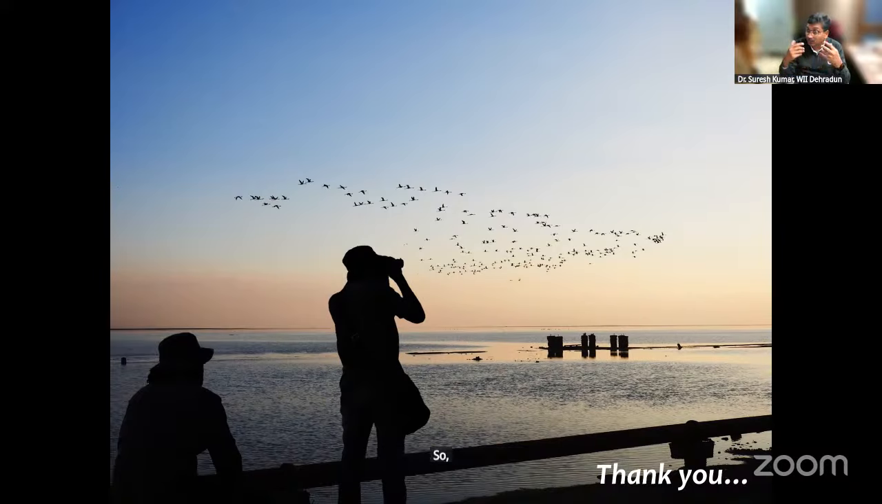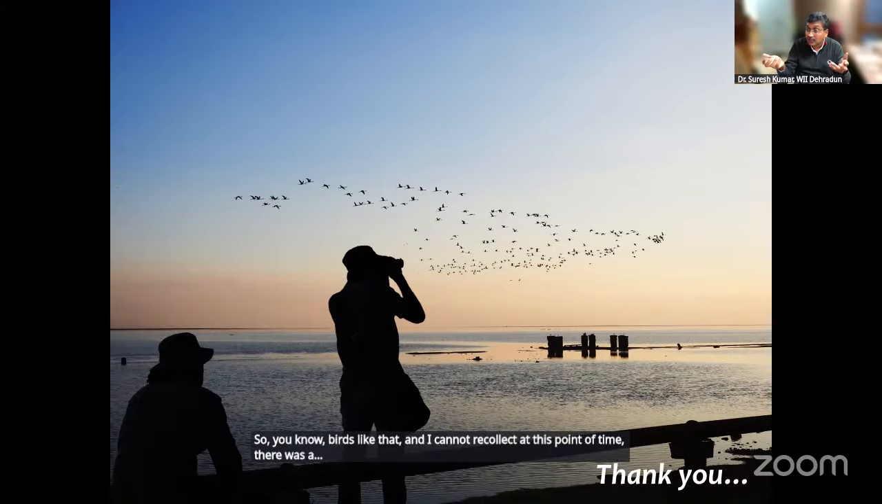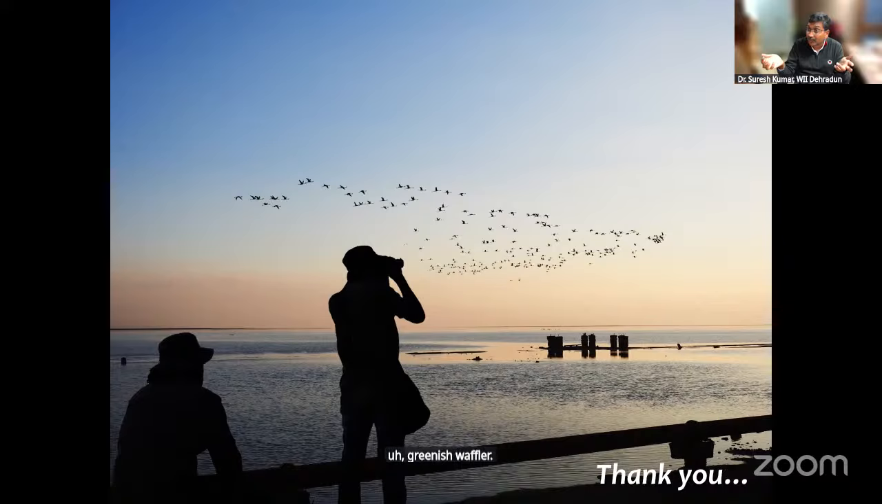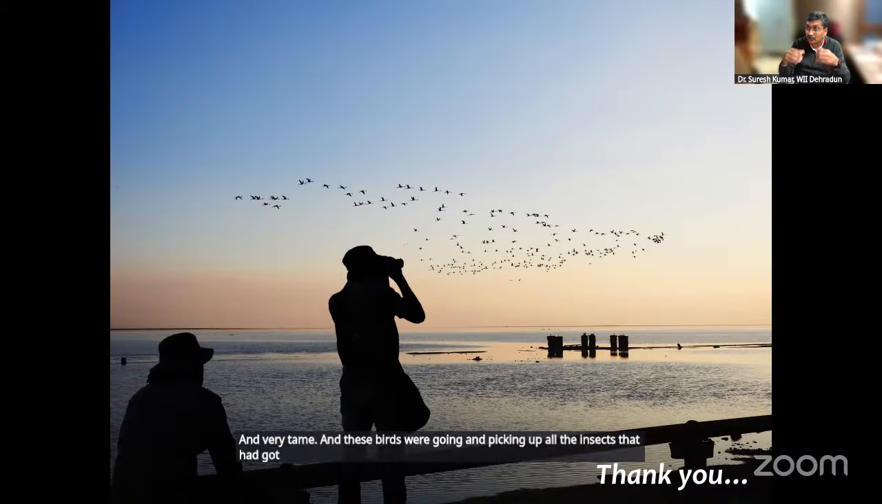So, birds like that, and I cannot recollect at this point of time. There was a greenish warbler, okay, on the ship, and very tame. And these birds were going and picking up all the insects that had got attracted. So the first thing is that with the lights, there was a lot of insects coming in.